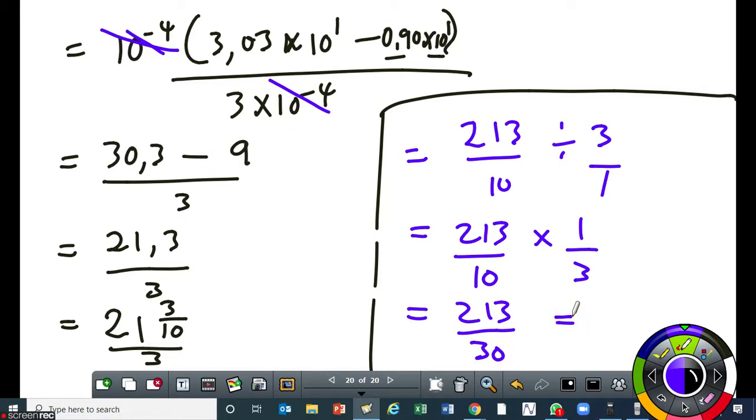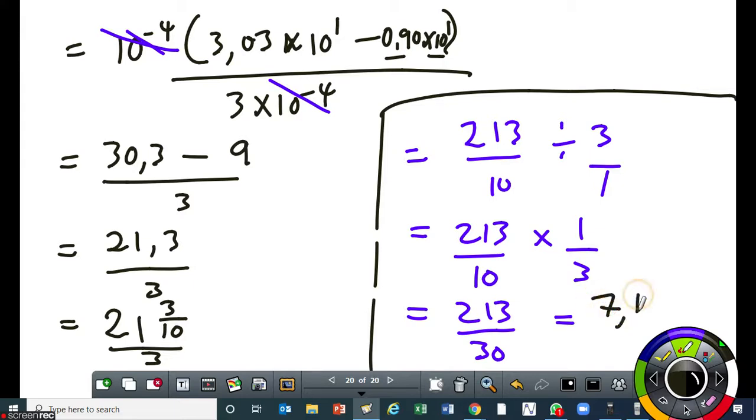Can you convert that to a decimal? Is it fine now, right? It's fine now, isn't it? Yes, sir. Okay, thank you. So, can you convert this to a decimal for me? 213 over 30 to 2 decimal places. What's the answer? 7.1. So it will be 7,10. I said to 2 decimal places.